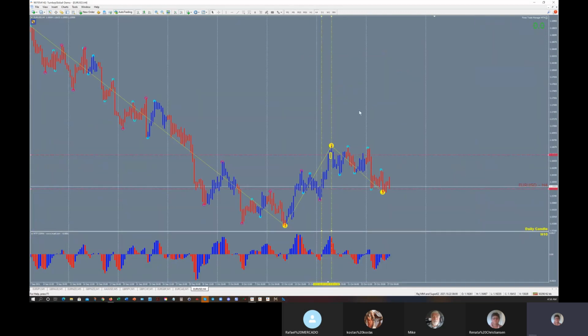Back on the 4. And now we're looking for shorts. Back and forth, back and forth. You understand? Mm-hmm. Yes. There you go. That's the system for you.